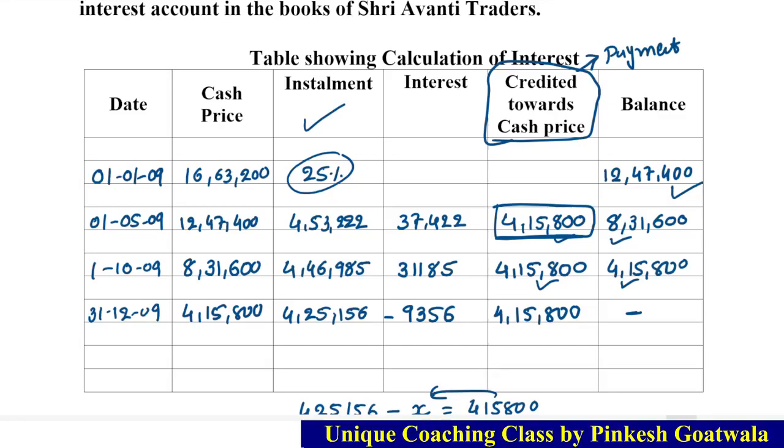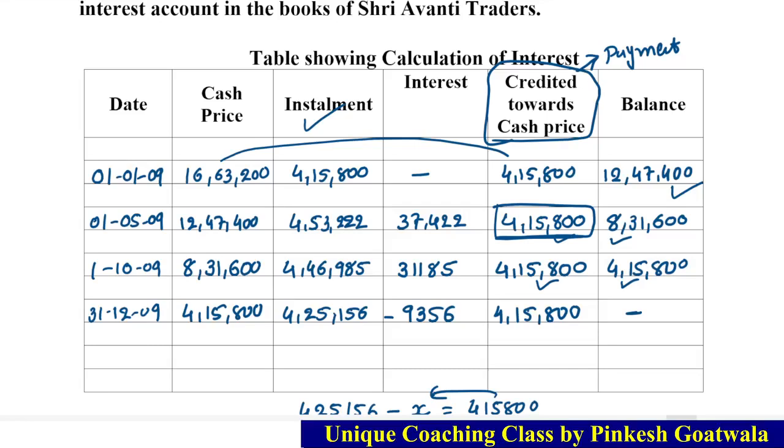So now we can get the down payment, which was 25%. If you take 25%, you will get the amount 4,15,800. Here the interest will be dash, and you can check by subtracting this from it. So you will get 12,47,400.